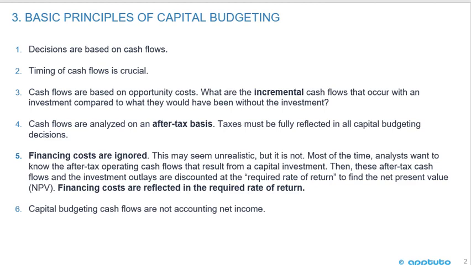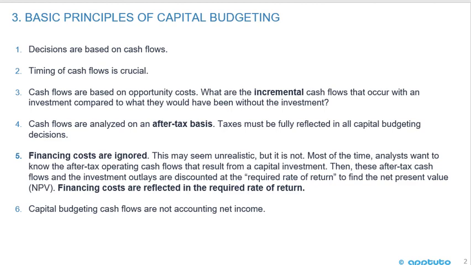Number 2, timings of cash flows is crucial because they're being discounted back to the present value, so timing is important. Number 3, cash flows are based on opportunity cost. What are the incremental cash flows that occur with an investment compared to what they would have been without the investment? So in capital budgeting, we're looking at incremental costs and incremental revenues, and they're based on opportunity cost. What else could we do with those funds?